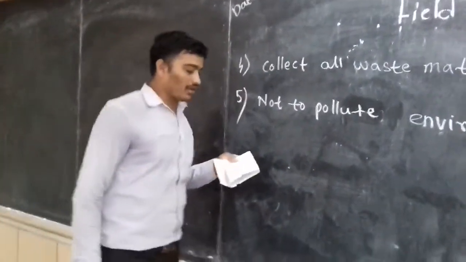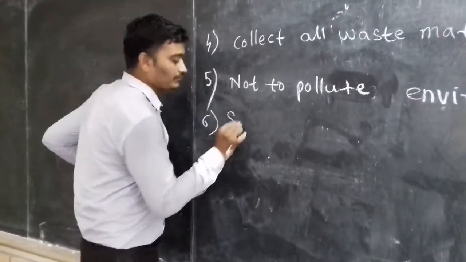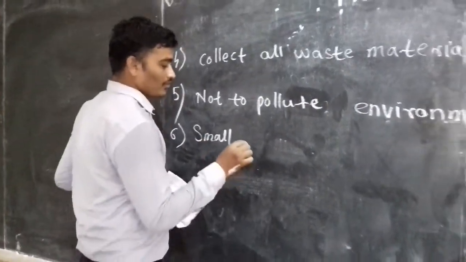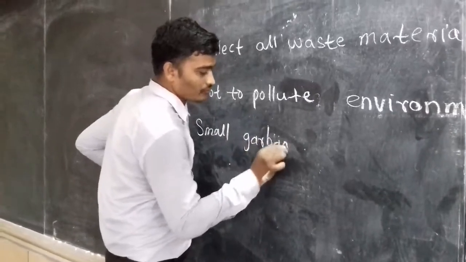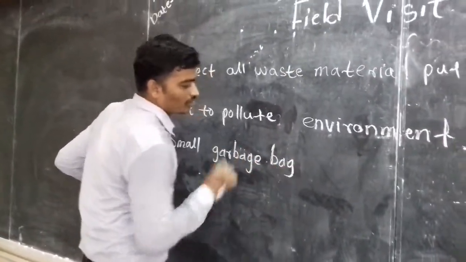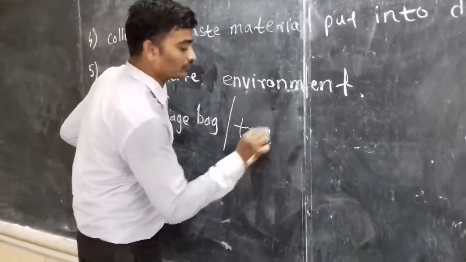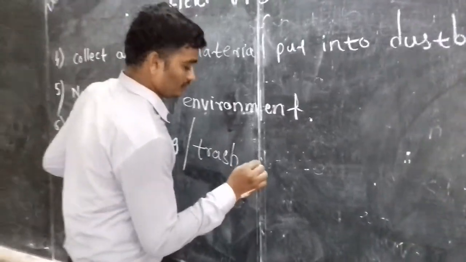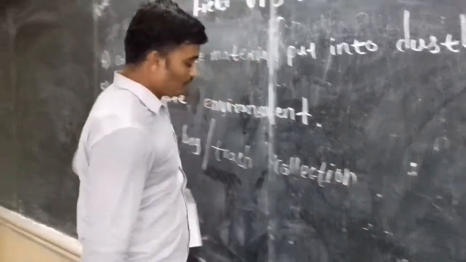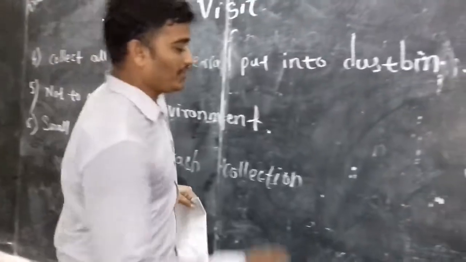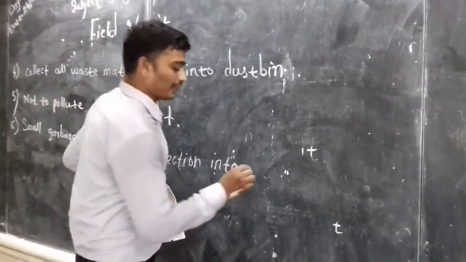A small garbage bag or trash collection bag you have to carry with you. Point 6.1: small garbage bag. Also we can say trash collection. We have to collect trash into that.